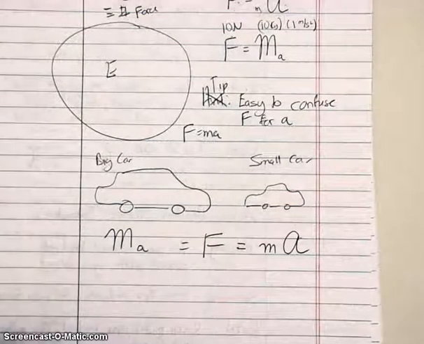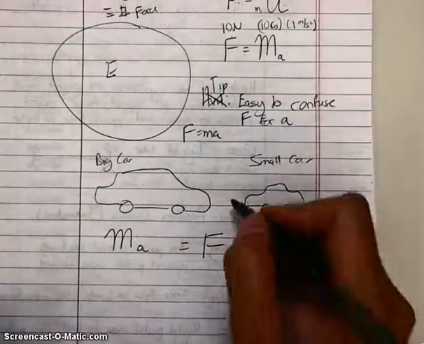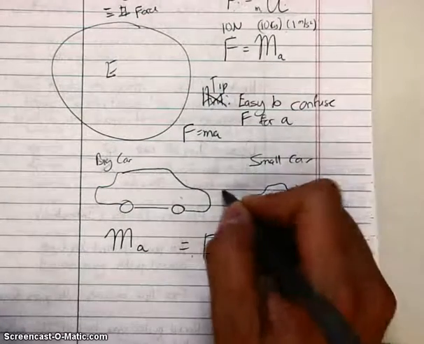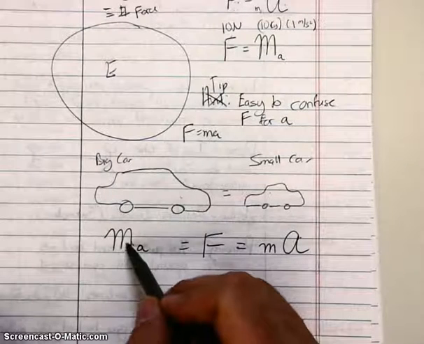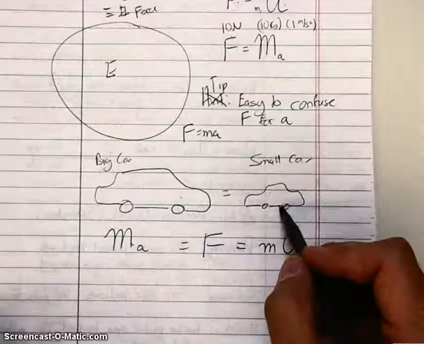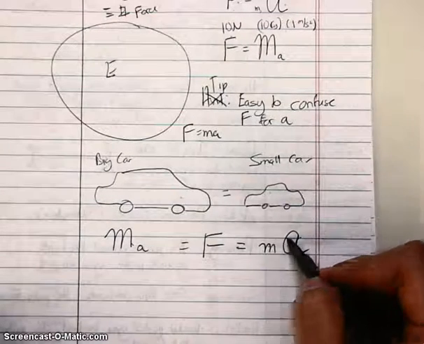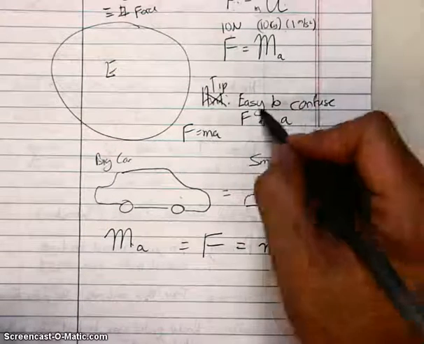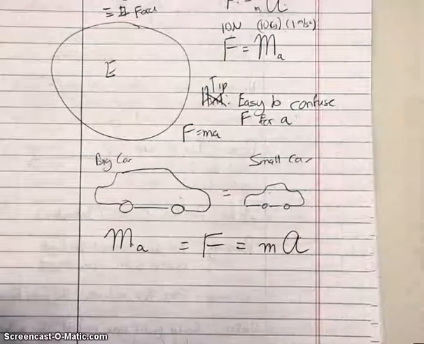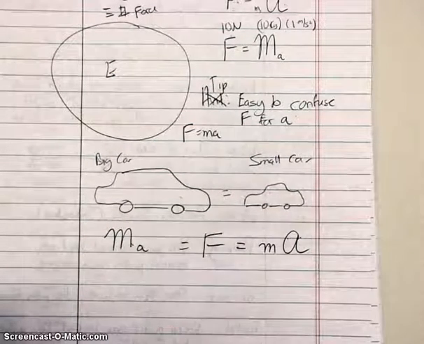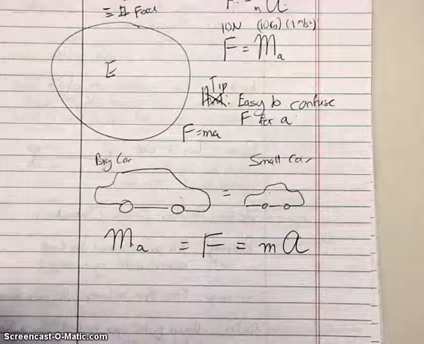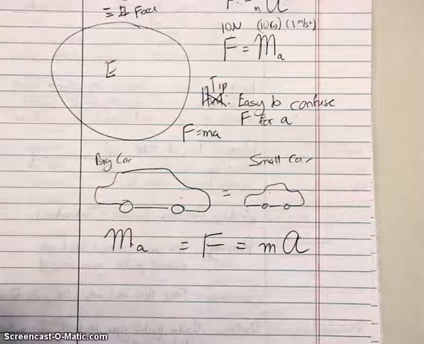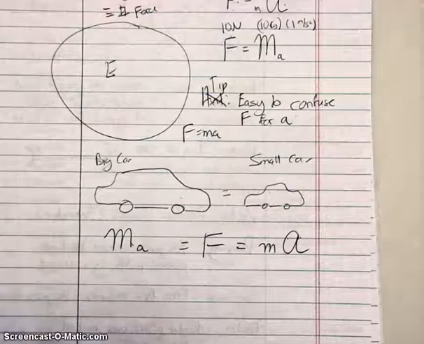I'm not going to get into that right now. So the reality is, between a big car and a small car, the force is equal. But because the car is bigger, F equals ma, it's going to have a smaller acceleration. And because the car is smaller, it's going to have a larger acceleration. It's easy to confuse force for acceleration. Remember, if there's an action-reaction, all forces are equal. So that concludes my lesson on Newton's third law.